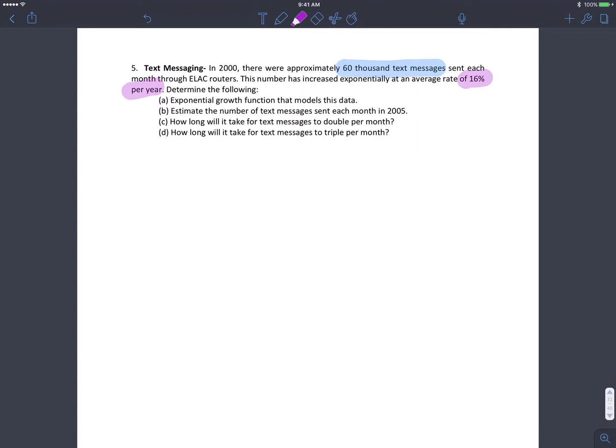Determine the following: the exponential growth function that models this data. So the first question is to come up with a function that models this. Now, we do have an exponential growth model format, which is P naught e to the kt power, and k is positive.